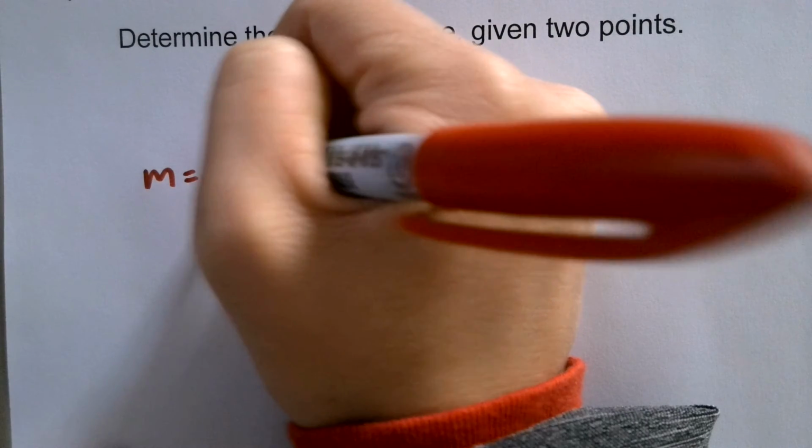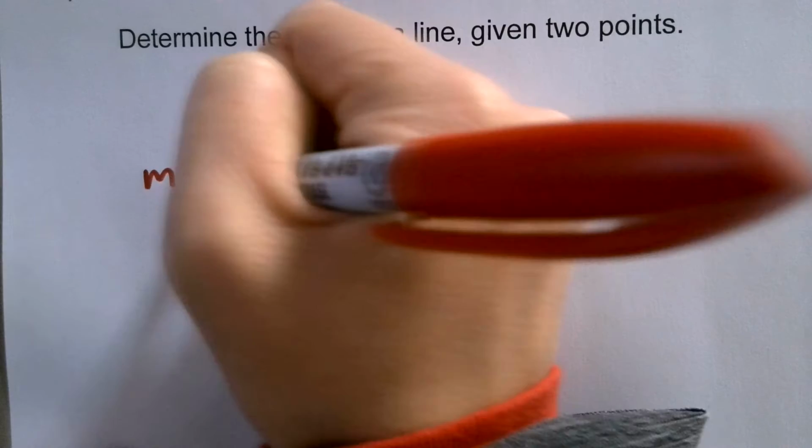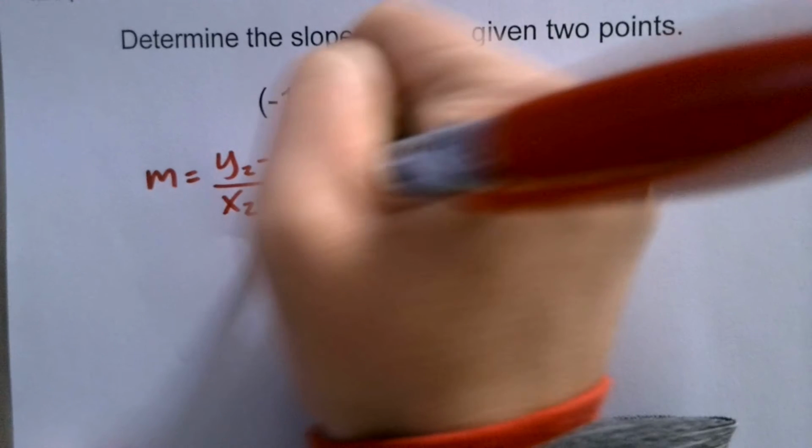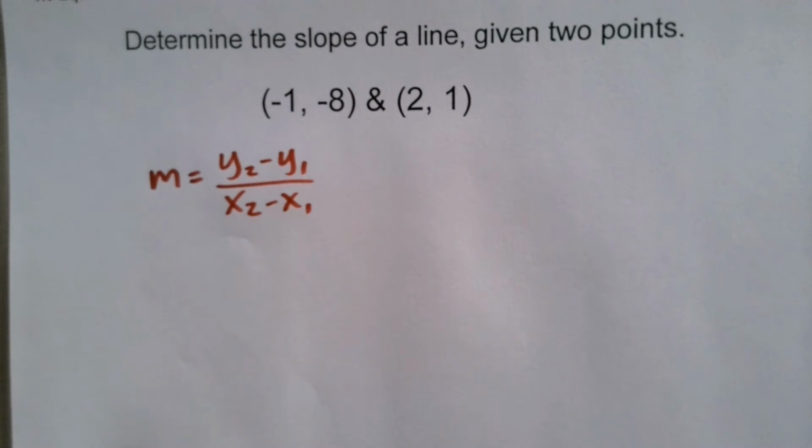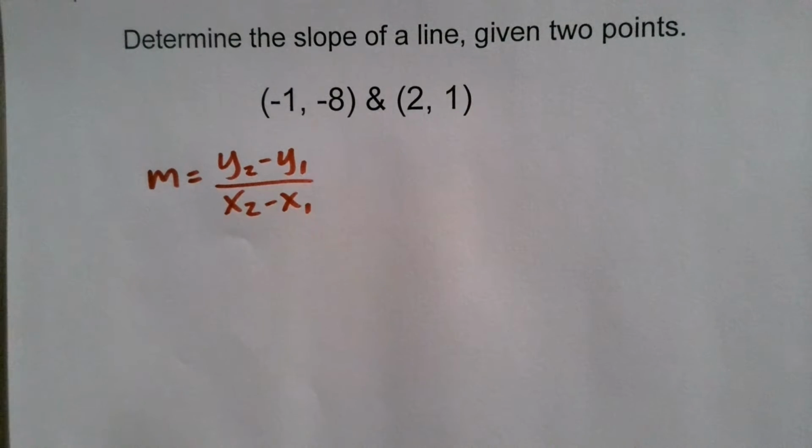So we've got our, and usually they put like y2 minus y1 over x2 minus x1. But it is the rise over run. We're saying what is the difference between the y's, that would be your rise, and the difference between the x's would be your run, how it's changing horizontally.